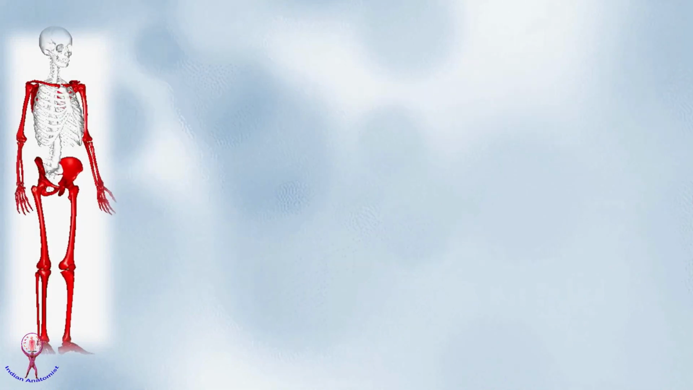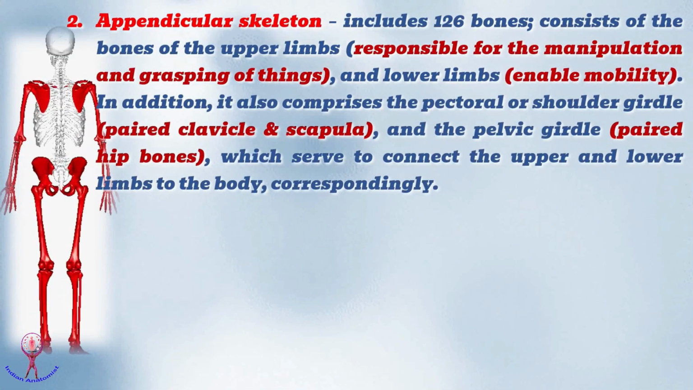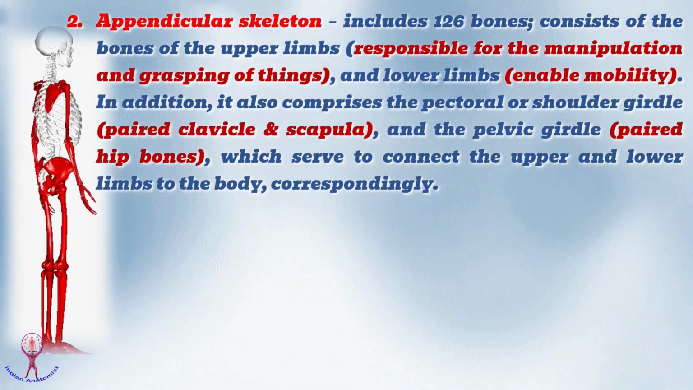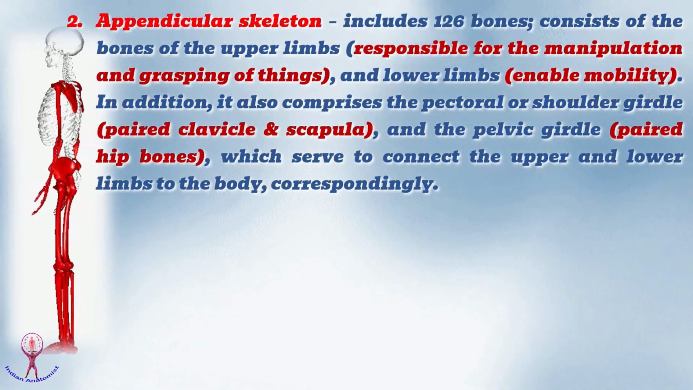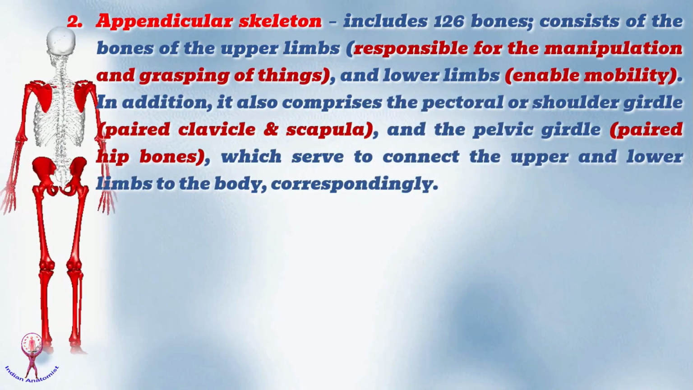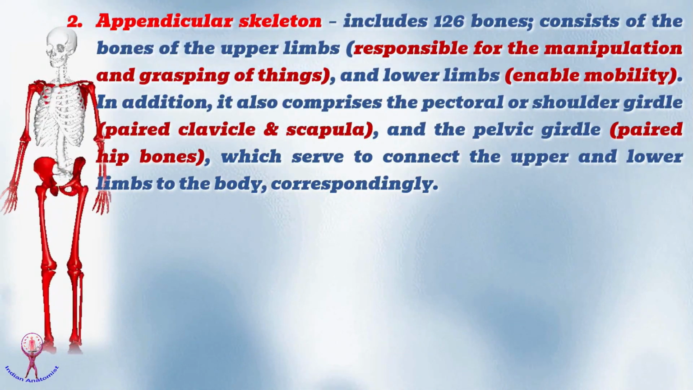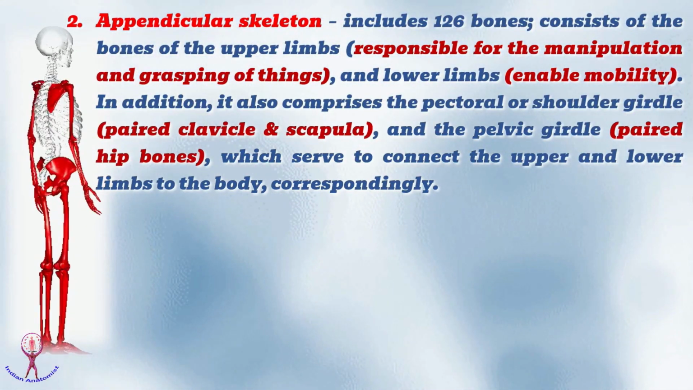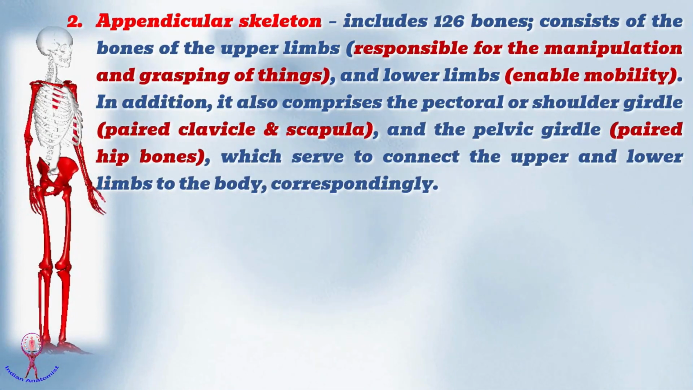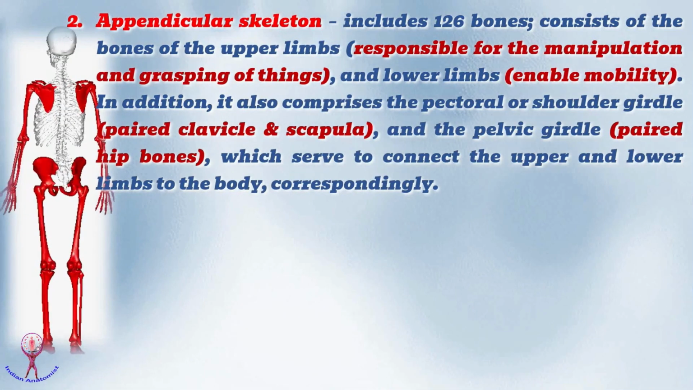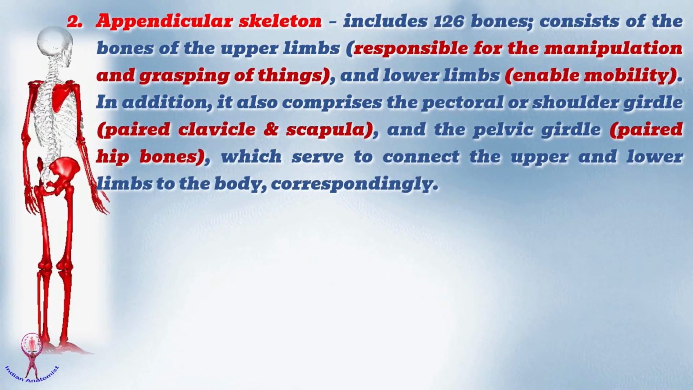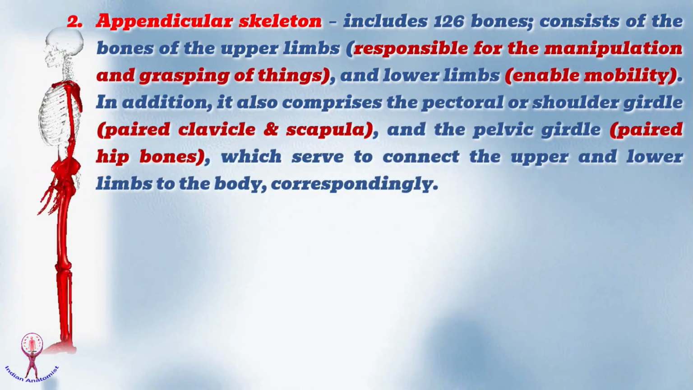respectively. Now, the appendicular skeleton. The appendicular skeleton includes 126 bones, and consists of the bones of the upper limbs, responsible for the manipulation and grasping of things, and the bones of the lower limbs, which enable mobility. In addition, it also comprises the pectoral or shoulder girdle, that contains paired clavicle and scapula, and the pelvic girdle comprising paired hip bones, which serve to connect the upper and lower limbs to the body correspondingly.